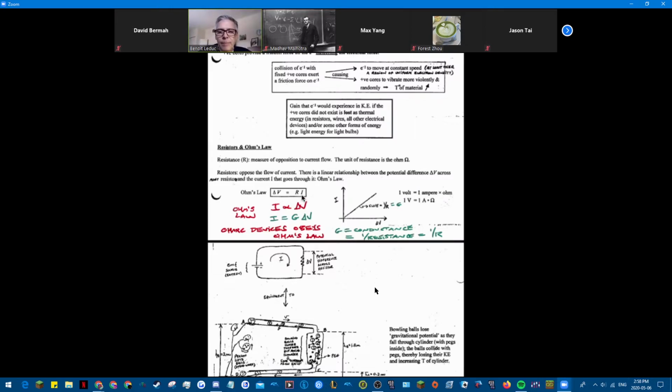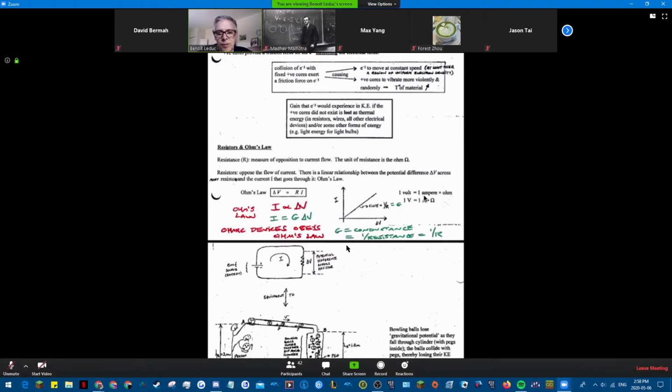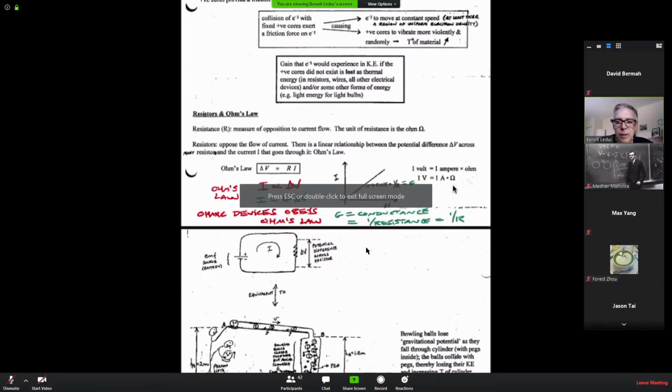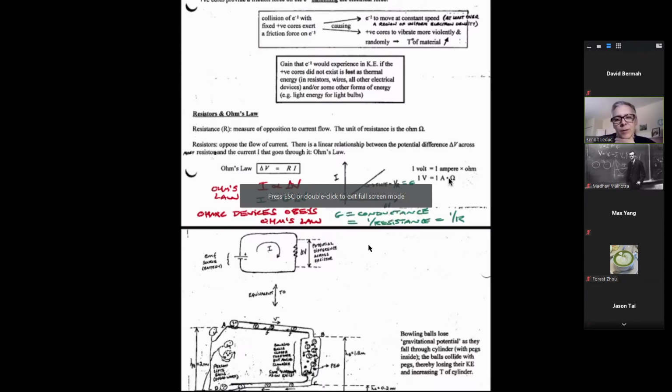All right. Okay, so if you look at Ohm's law here, resistance is given in ohms, in honor of Ohm. And the symbol for ohm is omega, the uppercase, capital last letter of the Greek alphabet, omega. So you should be familiar with this. Okay, you good?